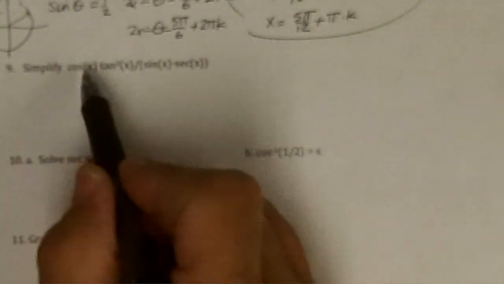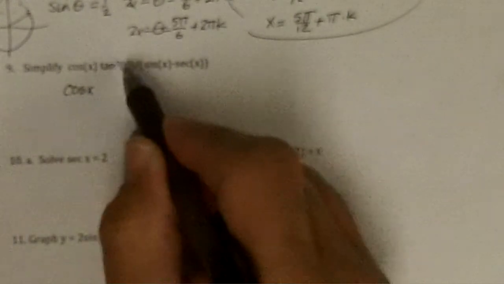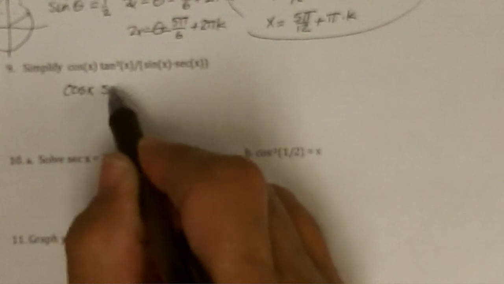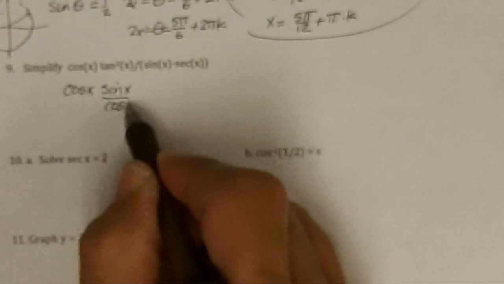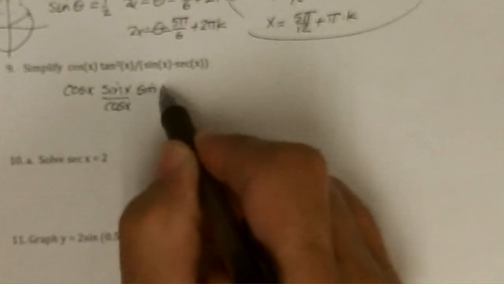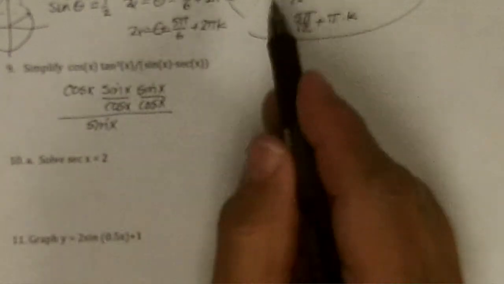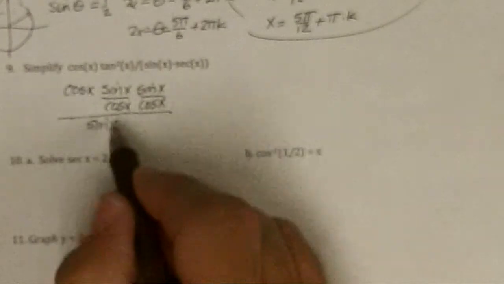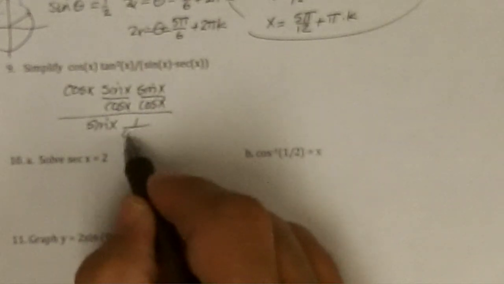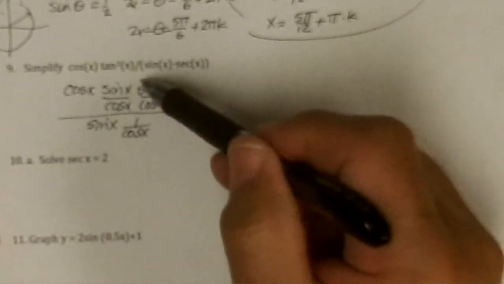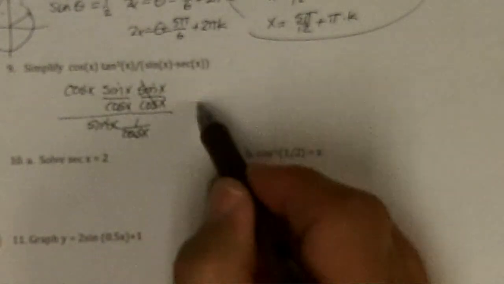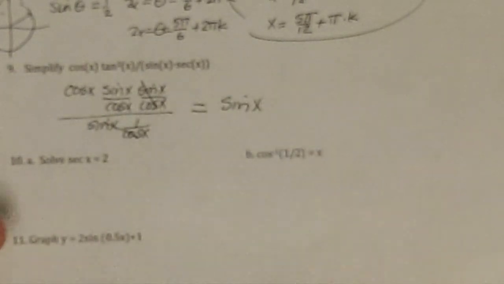Simplify. So we have the cosine of x, tangent squared. Tangent is sine of x over cosine x squared. So we have sine x over cosine x. And this is divided by sine x secant, which is 1 over cosine x. So this is just sine over cosine, which cancels one of the sine over cosines. And this cosine cancels that cosine, and we end up with sine of x.